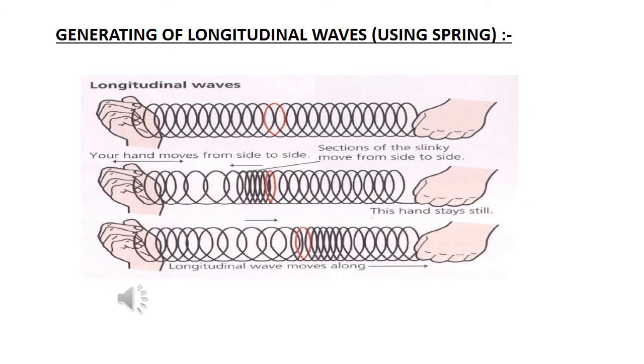Here you can see how longitudinal waves are generated through a spring. For example, we are not taking a string or a rope here, but we are taking a spring, because in a spring there is side to side movement. When the spring is moved, the waves produced by the moving of the spring go from side to side, and these are called longitudinal waves.